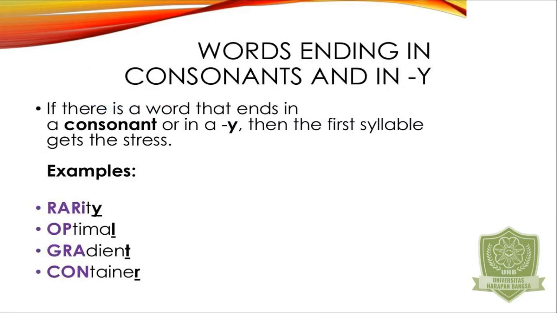The next rule is words ending in a consonant and in Y. If there is a word that ends in a consonant or in a Y, then the first syllable gets the stress. Example: rarity.